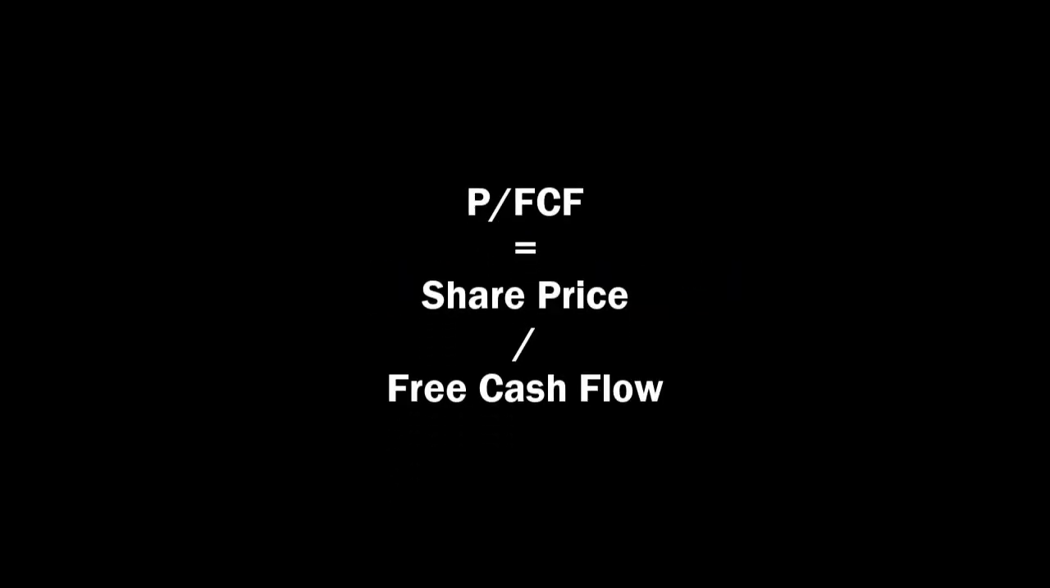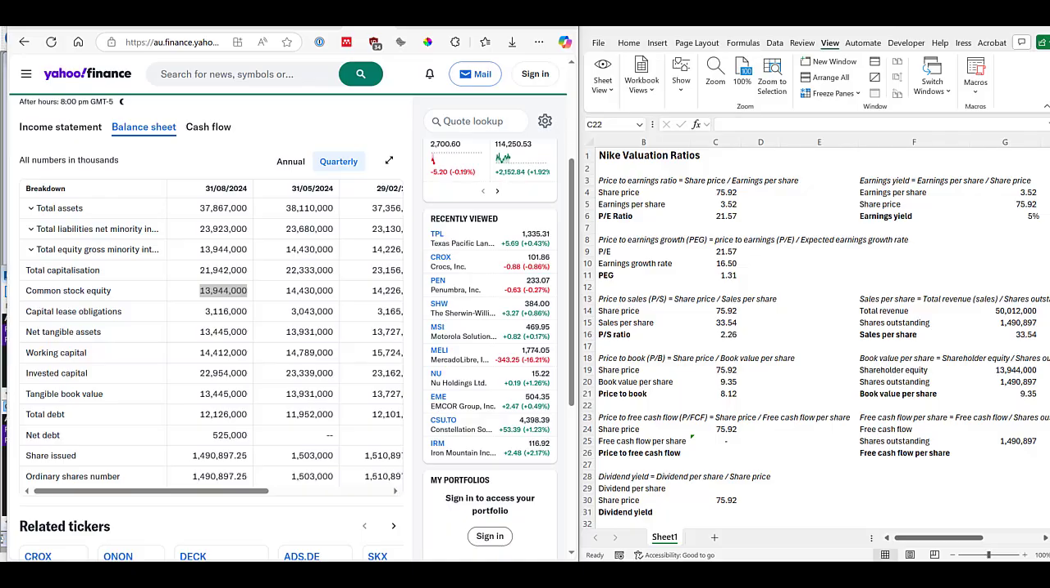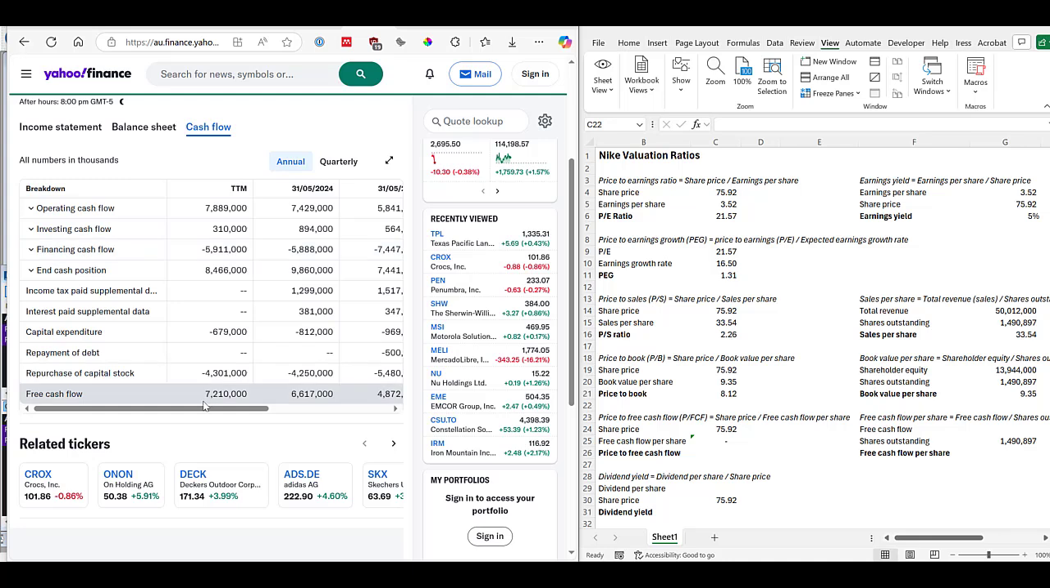Our next ratio tells you how much you are paying for a company's free cash flow. It's the price to free cash flow. Price to free cash flow equals the share price divided by the free cash flow per share. We already know the share price, we need to calculate the free cash flow per share. Free cash flow can be found on the cash flow statement. Over the trailing 12 months, it was $7.2 billion. We already know shares outstanding was 1.49 billion.